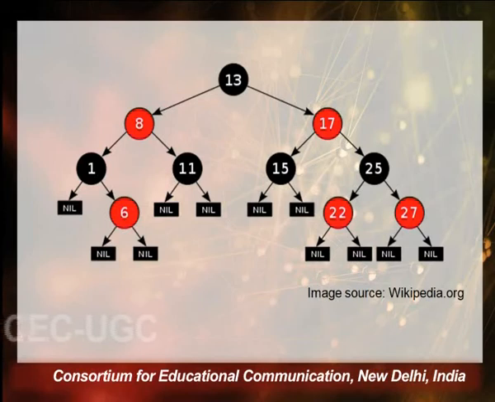From 13 we will go to 8, from 8 we will go to 1, and from 1 we will go to 6, and from 6 we will go to the leaf node. In this whole path we have only one node, except leaves, which is black, and that is the node with key 1. So if you can see the number of black nodes among all the paths starting from root to the leaf, you will find 2 including leaves.